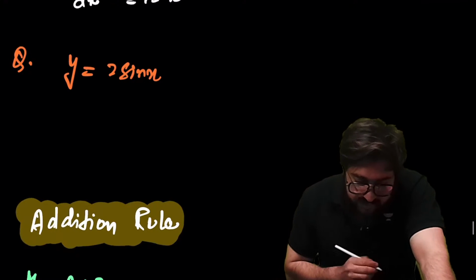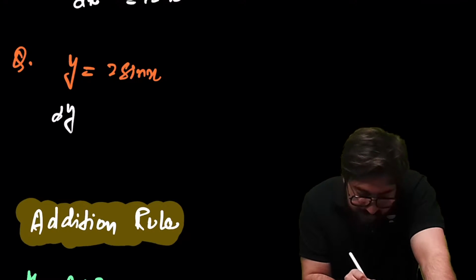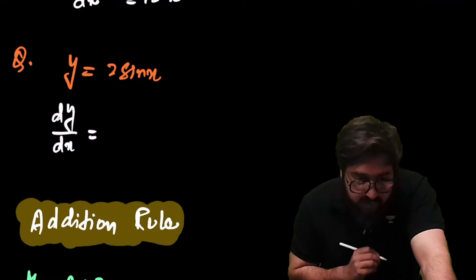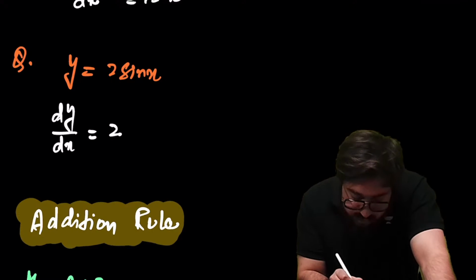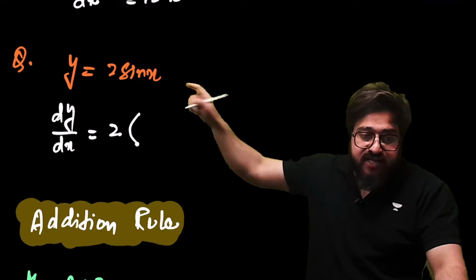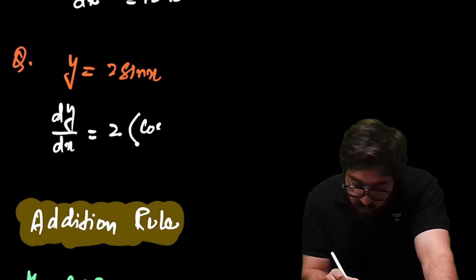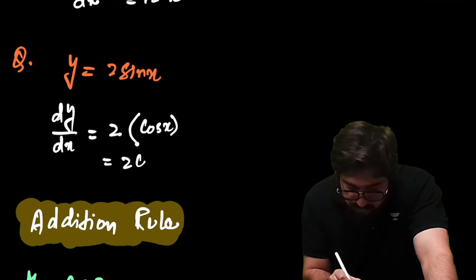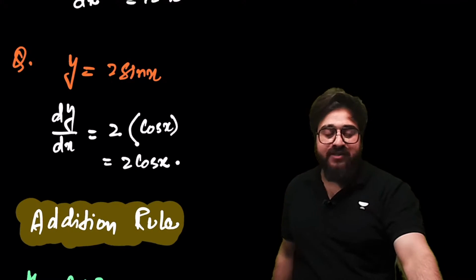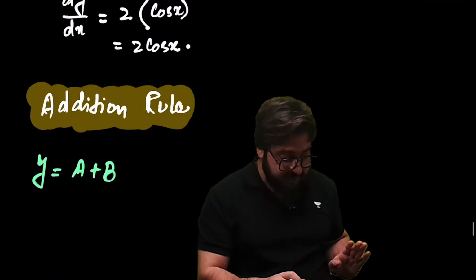Now in this case, y is equal to 2 sine x, so dy by dx is: take this 2 out. What is the differentiation of sine x? It is cos of x. So it is 2 cos of x. Simply take the constant out and do the differentiation.